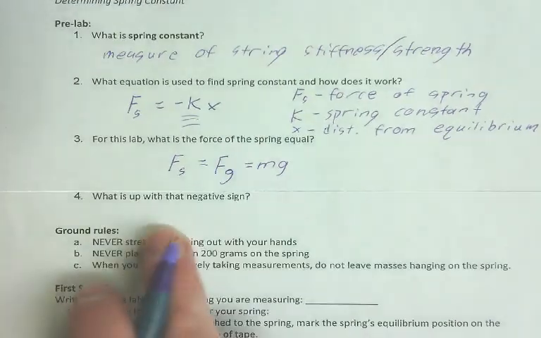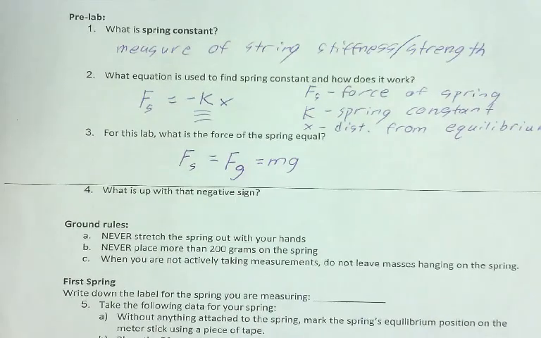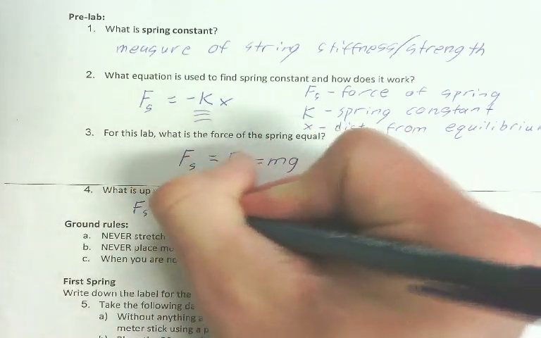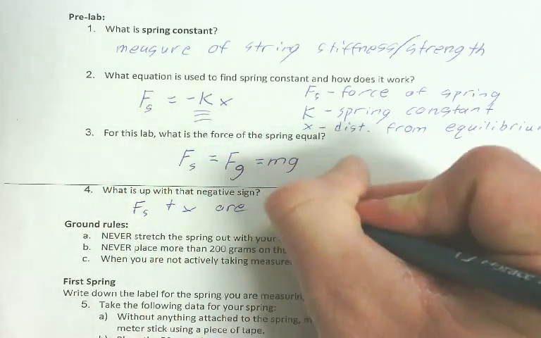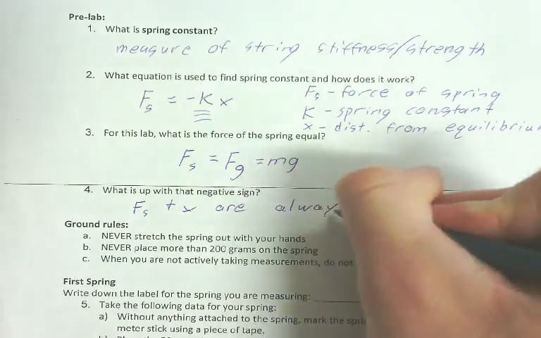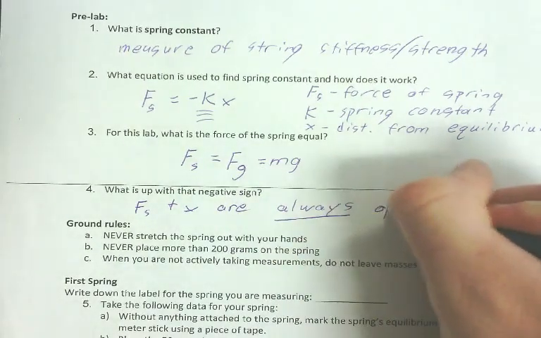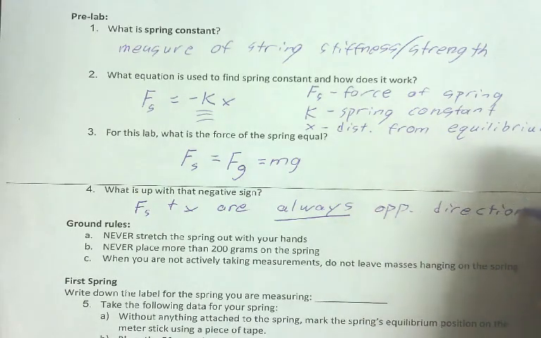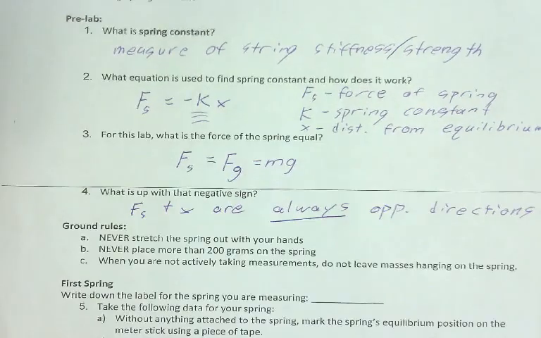And lastly, what's up with the negative sign? So here's what's up with the negative sign. Fs and x are always opposite directions. So for every time you solve this, you have to make one of them negative. It does not matter which one. But you have to make one of them negative. But only one.